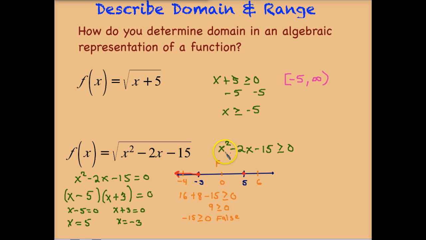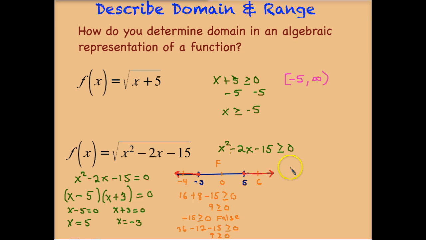Let's try the last one. Let's try the 6. 6 squared is 36 minus 12 minus 15. Is that greater than or equal to 0? 36 minus 12 is 24. And 24 minus 15 is also 9, coincidentally, and that does work because it's greater than or equal to 0. So I'm going to shade this area. So graphically, I have created my domain. But let's write this in interval notation.